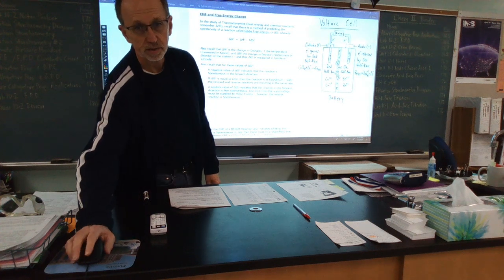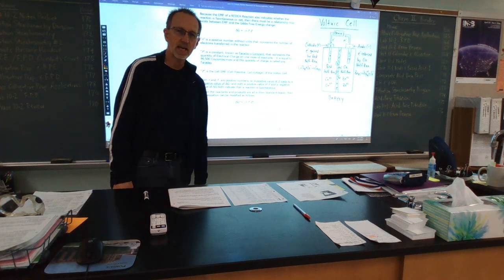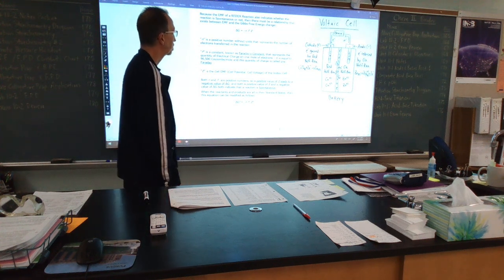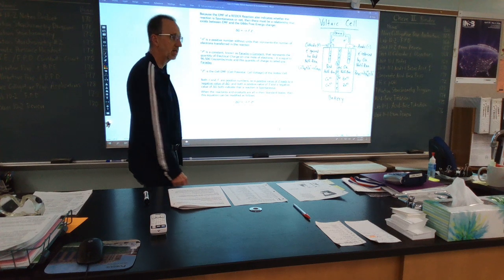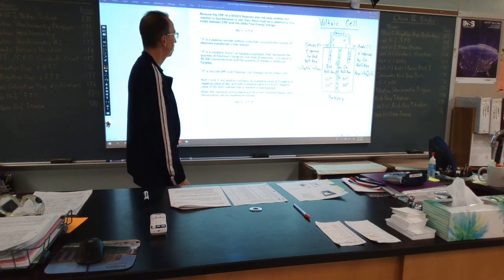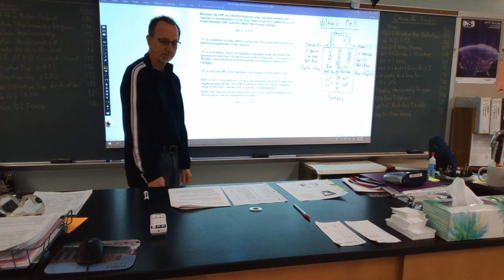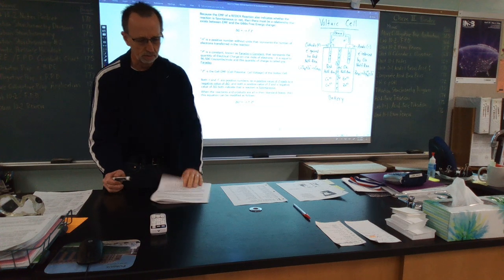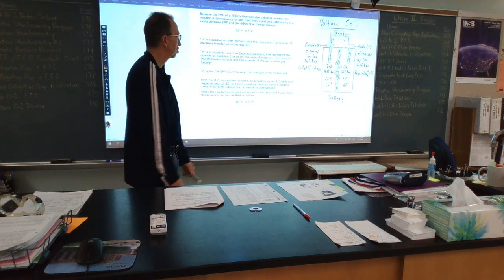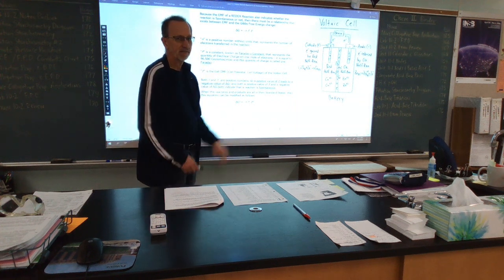So let's go on here to the next page. Because the EMF of a redox reaction, or E cell, also indicates whether the reaction is spontaneous or not, there's got to be a relationship between EMF or E cell and Gibbs free energy. And this is it right here, whereby delta G, Gibbs free energy, is equal to the negative of n times F times E.